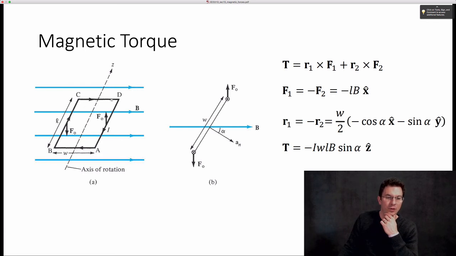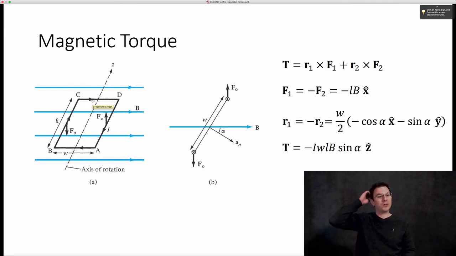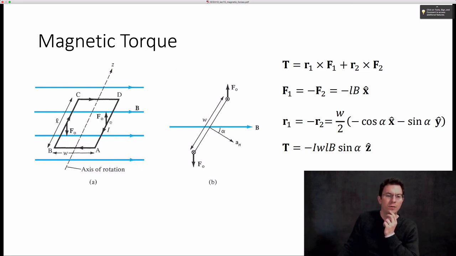Same thing with this arm of the loop. When you take the cross product of the moment arm with a vector along this direction, they're parallel, so they cross to zero. So the only non-zero contributions to the torque are going to be due to the force felt by this side and by this side. Okay. So the question is, what is the force felt by this side of the loop due to the magnetic field, and then what is the force felt by the other side, all right?